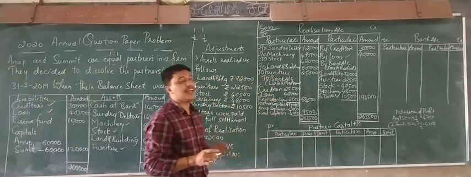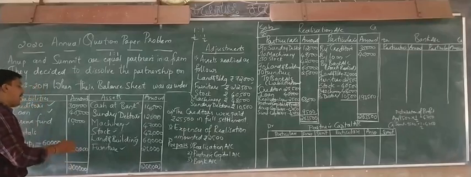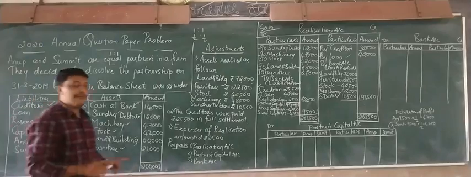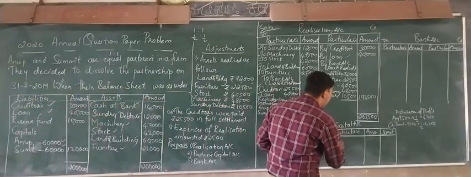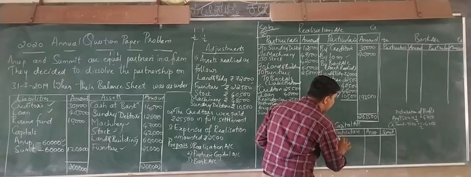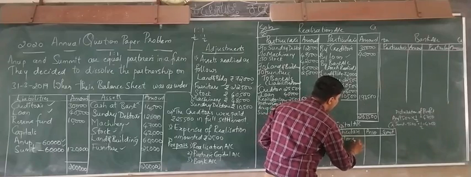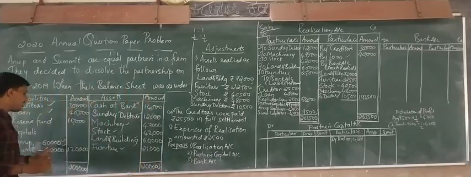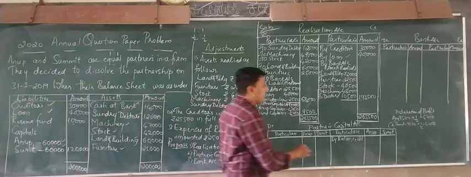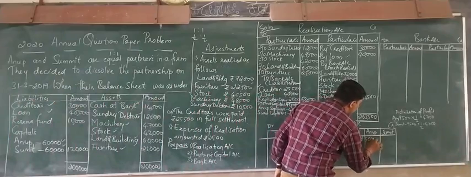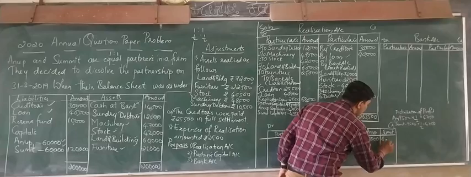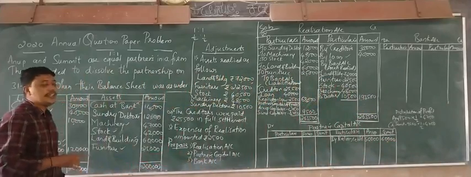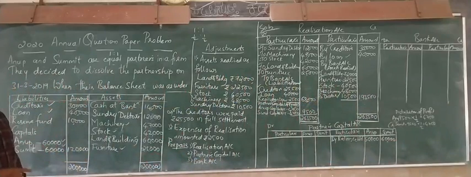So in the partners' capital account, what should we write first? We have to write the capitals. So how do we write the capitals? What will we write here? By balance brought down. So what is the balance here? 60,000. Anup 60,000 and Sumit 60,000. So we have entered the capital under the capital account.